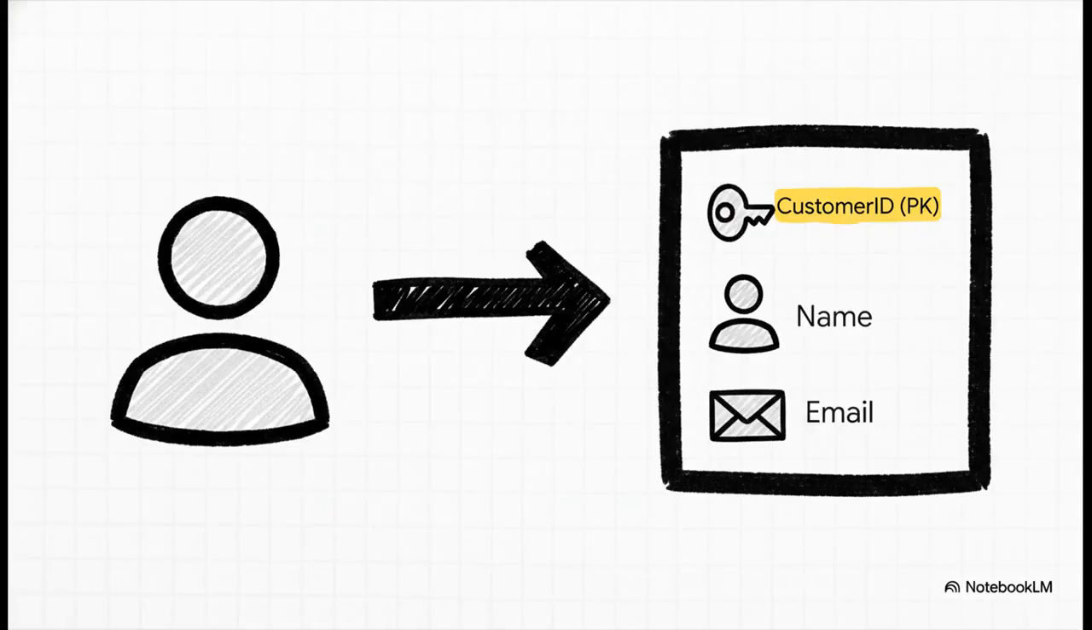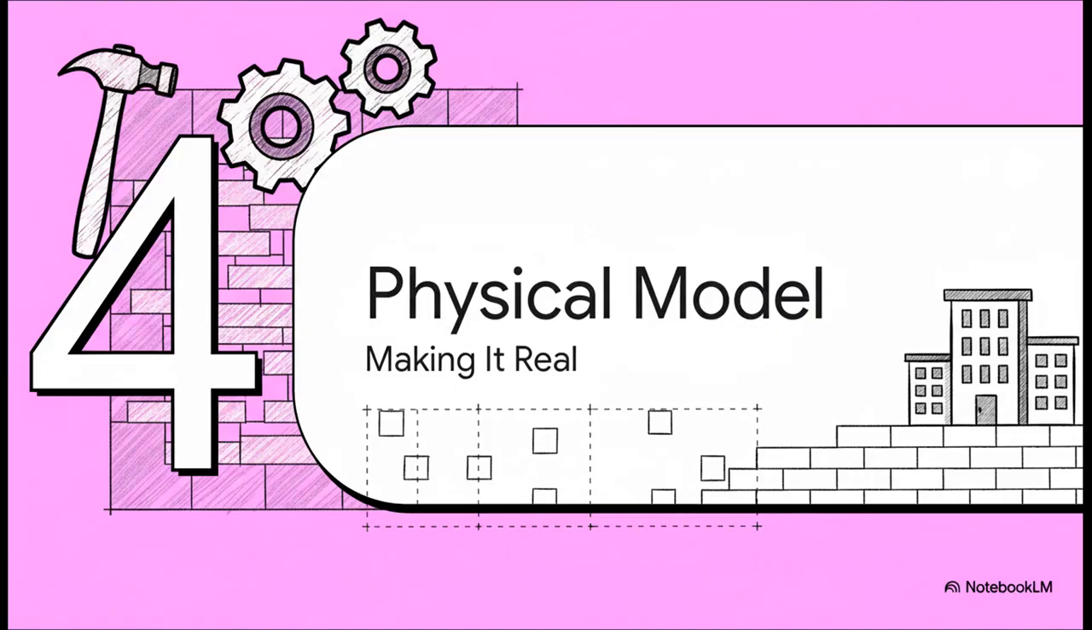And check it out. Here's how our customer entity has evolved. It's not just a box anymore, right? Now it has specific fields, a customer ID, which is its primary key, or PK. Just think of that as its unique social security number. It also has a name and an email. We're defining how our data is structured with way more clarity, all without having to decide where it's going to live.